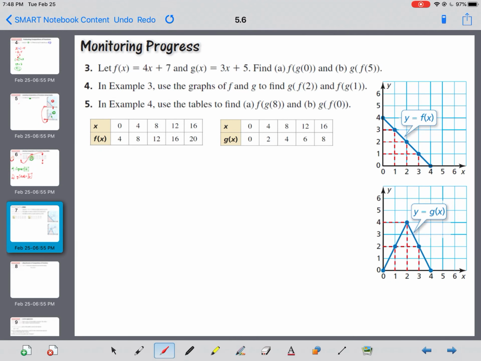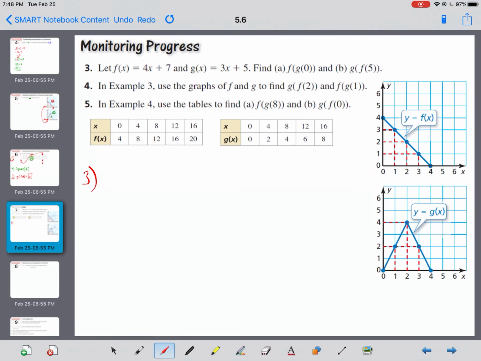Okay. Here's a few for you to try. Give it a pause. The top one, they give you the equations, you run them. The next one uses the graphs. The next one uses the tables. Good luck. Pause, try, come back, see how it goes.